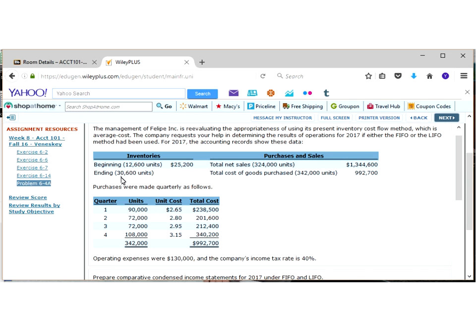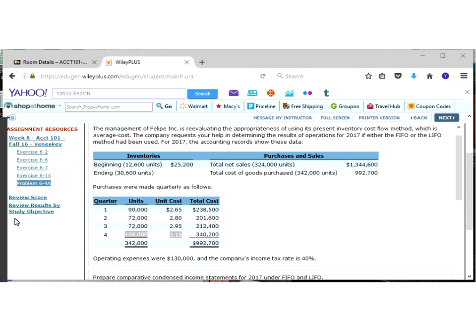So that means all of my beginning stuff is gone. I'm only left with 30,000 units of my most recent purchases. So therefore, these guys are gone. They were the first ones out using FIFO. These guys are gone. These are gone. These are gone. I'm left with only 30,600 at $3.15 apiece.